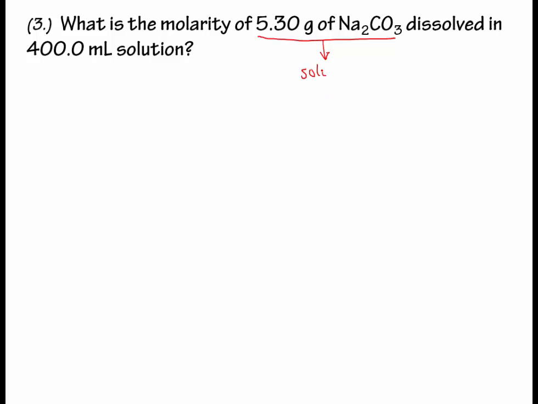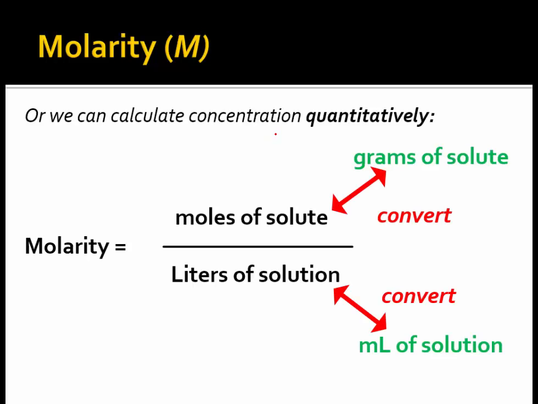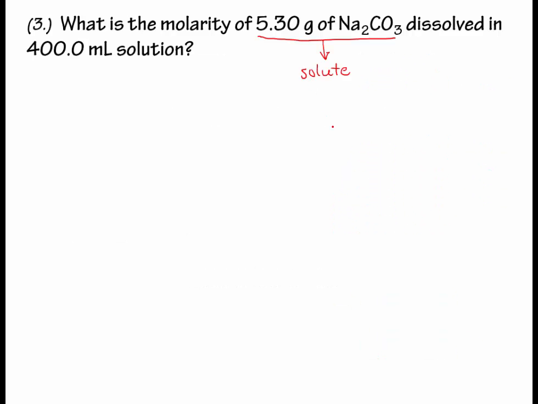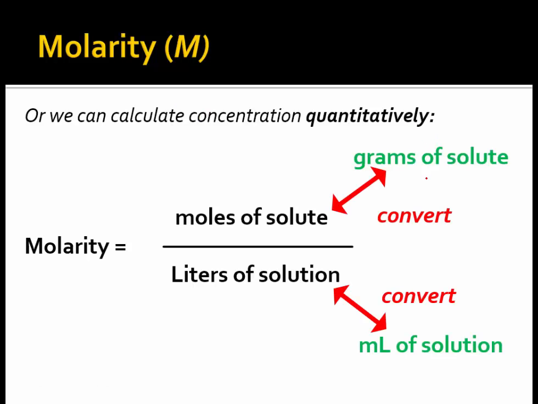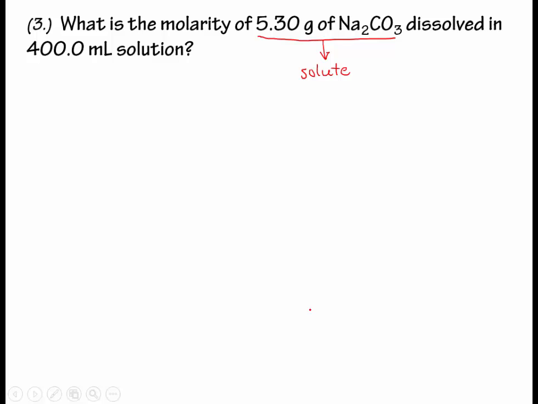So this is your solute, and it's giving it to you in grams. So in the previous equation, grams of solute, that's this value right up in here, 5.30 grams of the particular solute, sodium carbonate, and it's dissolved in 400 milliliters of solution. So we've got grams and milliliters, our green values out here. In order to use those to find molarity, we're going to have to convert grams of solute to moles, and we're going to have to convert milliliters to liters.